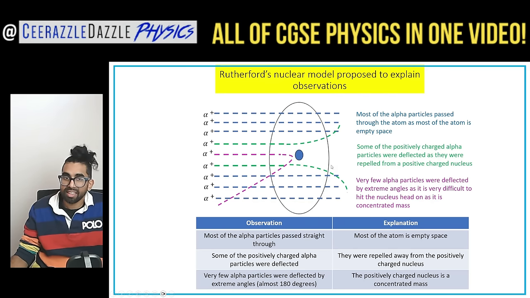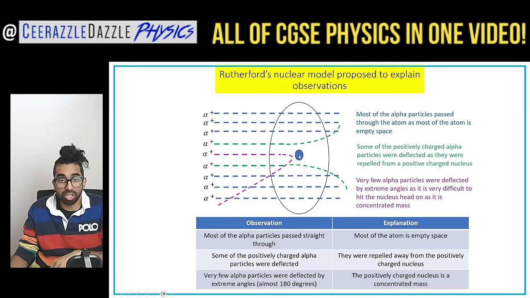Then, as some of the alpha particles get closer to the nucleus, hopefully you recognize that the alpha particle is positively charged. The nucleus must be positively charged because it's going to deflect them away, because like charges repel. And that's the reason why it deflected away over here. And then some of them were deflected by extreme angles over here. So what does that mean? That means the nucleus is a tiny concentrated mass within the atom itself. That's why it's very hard to fire at it directly and hit it head on.